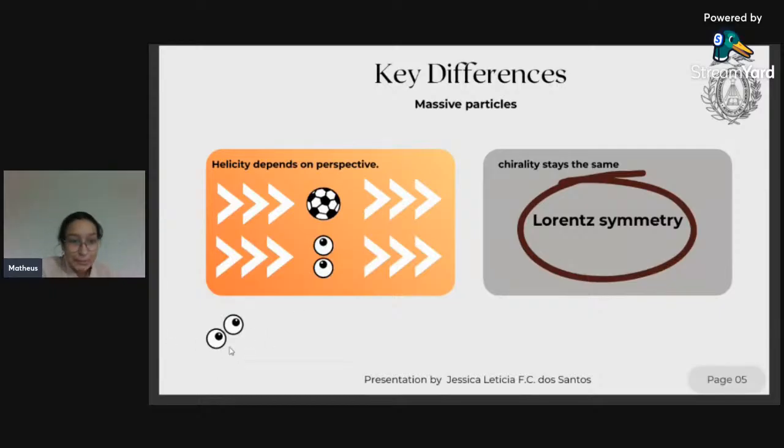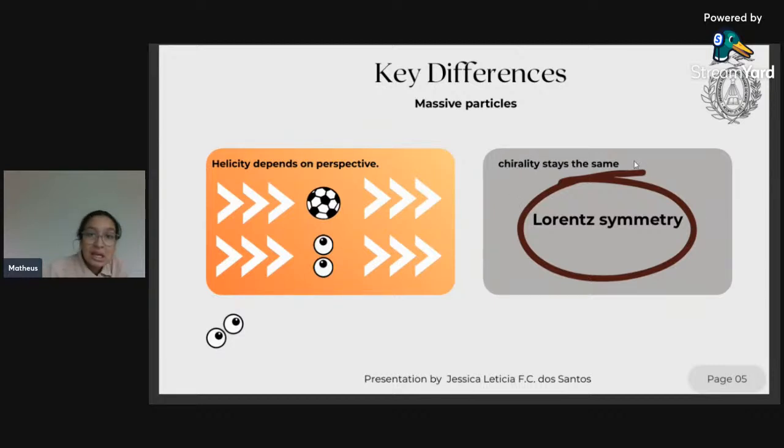But if we have a massless particle, the helicity stays the same, because we do not have a reference frame faster than our particle, because when it's massless, it moves at the speed of light. So we do not have a reference frame faster than the speed of light. But chirality does not depend on perspective. It is only a property, based on Lorentz symmetry.